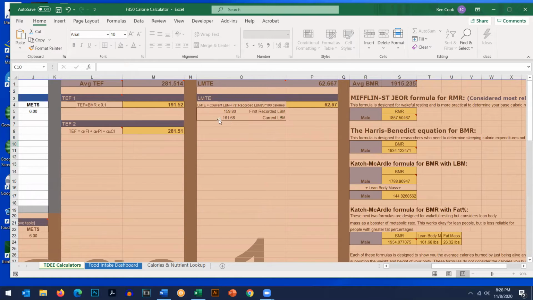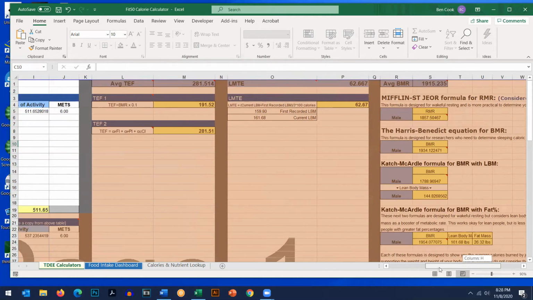We want a larger lean body mass because that's a bigger engine inside of our car. So now we're burning an extra 62 calories a day just because we dropped down a percentage point in our body fat, which made our lean body mass go up. So that's another metabolic booster. And here's some information on that there under that red triangle.